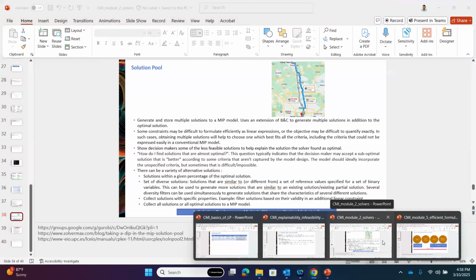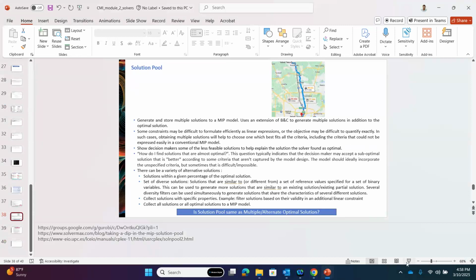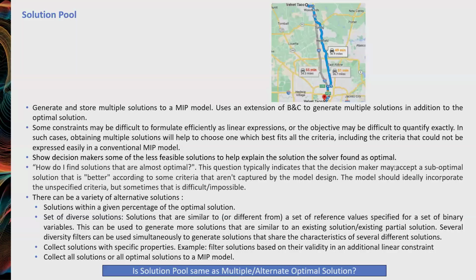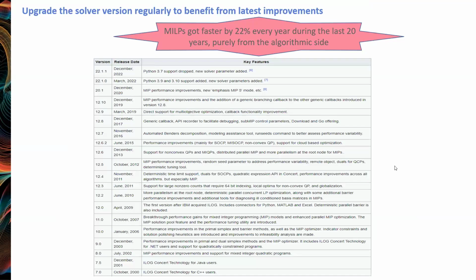Okay, so sorry, where was I? Now moving to the next slide. This slide shows how much solvers have progressed in the last 20-30 years in terms of algorithm improvements and new techniques embedded to reduce runtime. This screenshot is, I guess, of Cplex. It shows the versions, the release dates, etc.